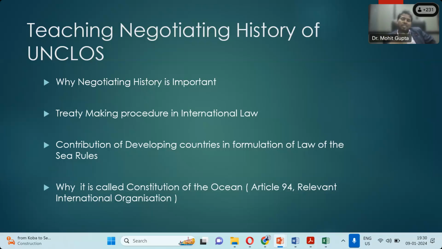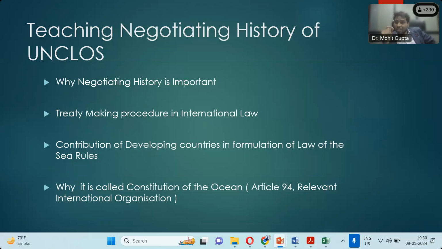Why I'm saying this, that this treaty demonstrates one of the best examples of how good negotiations happen. The reason is that if you see the Law of the Sea Convention today, the number of countries which have ratified this convention is huge. More than 150 countries have accepted this convention today. Why so many?